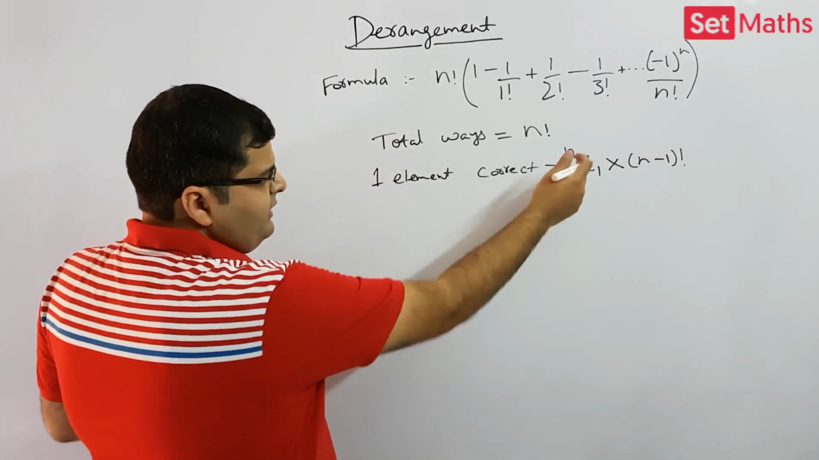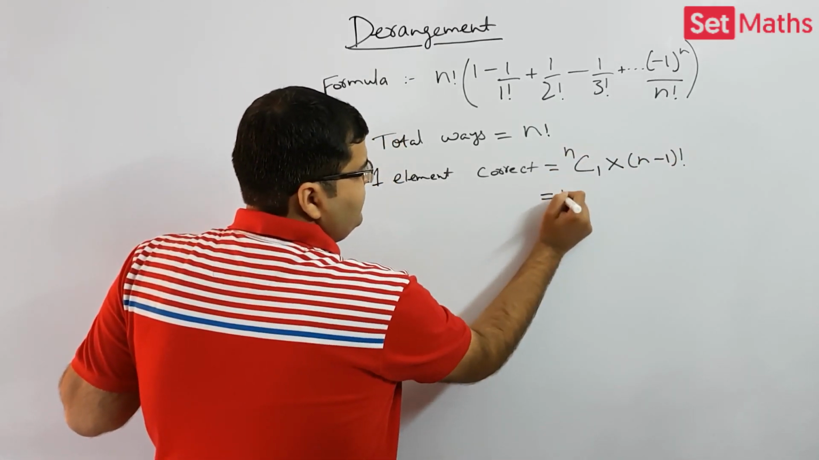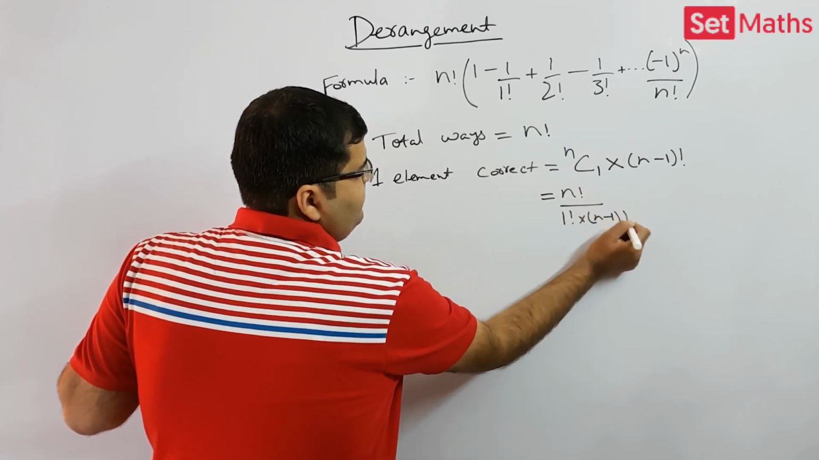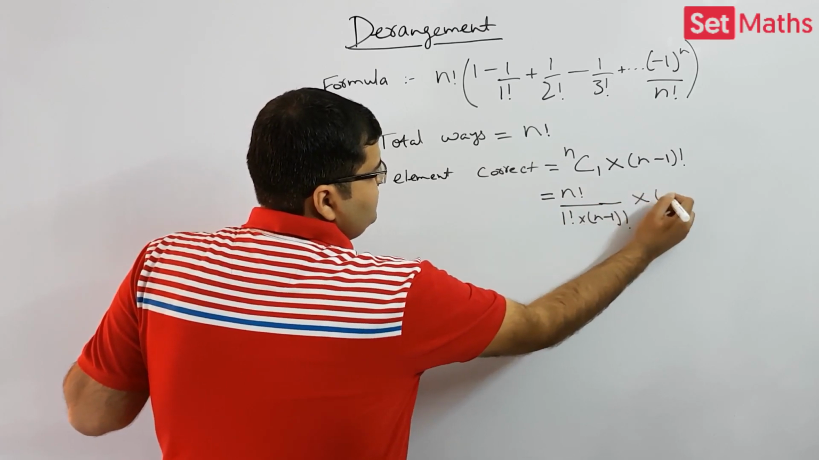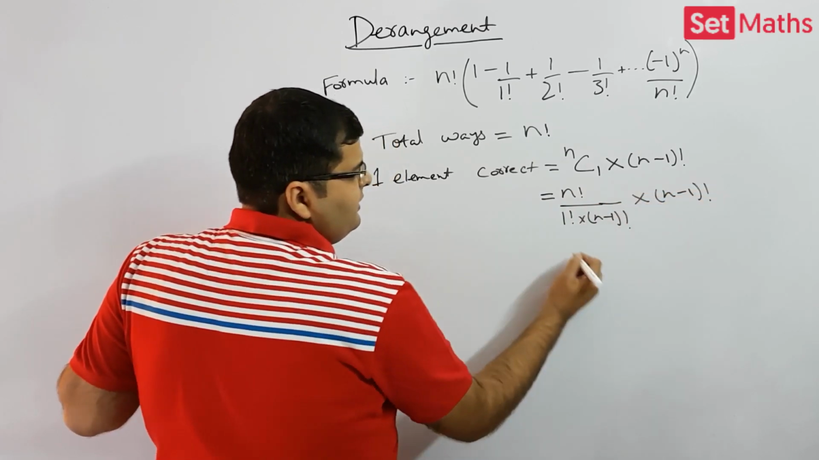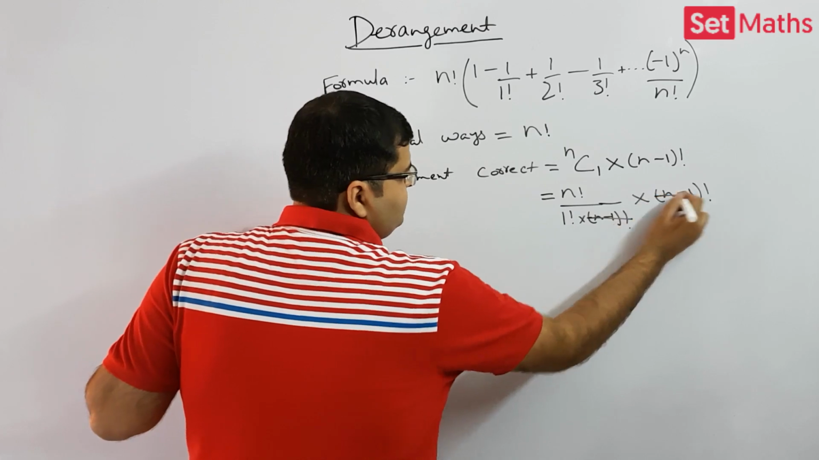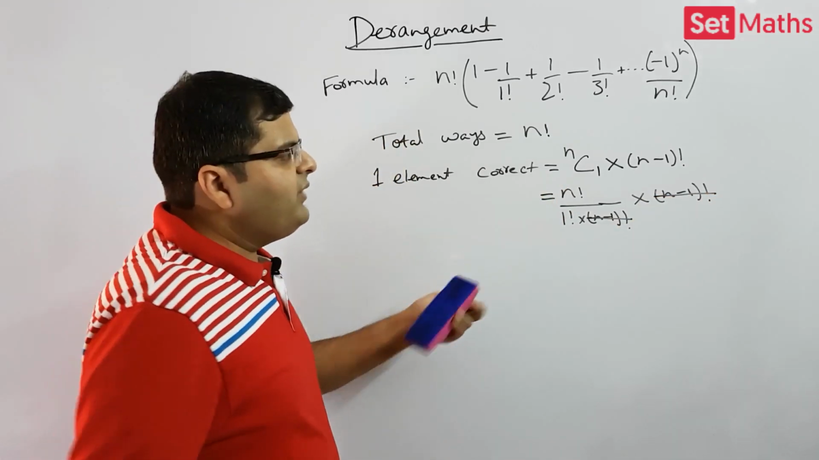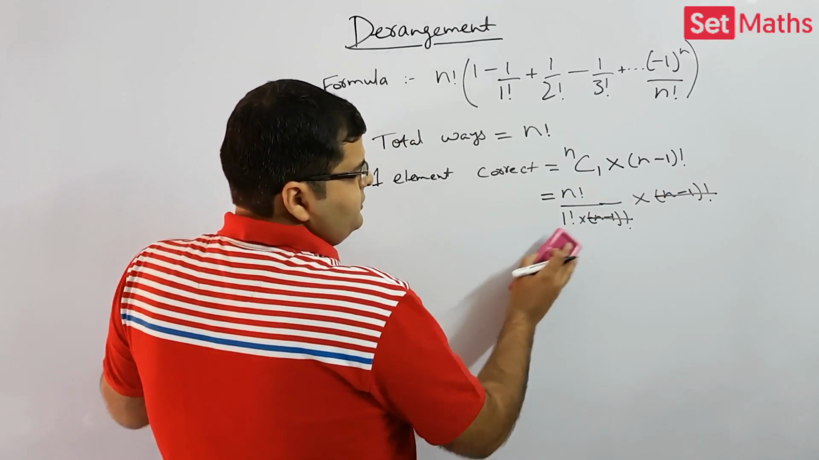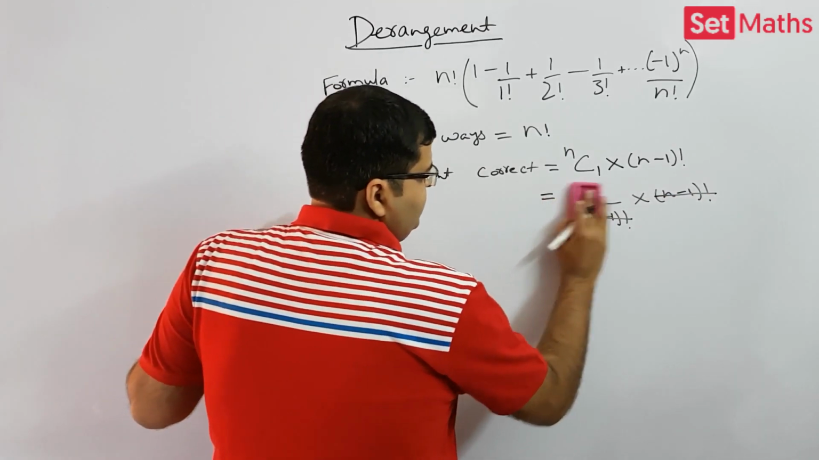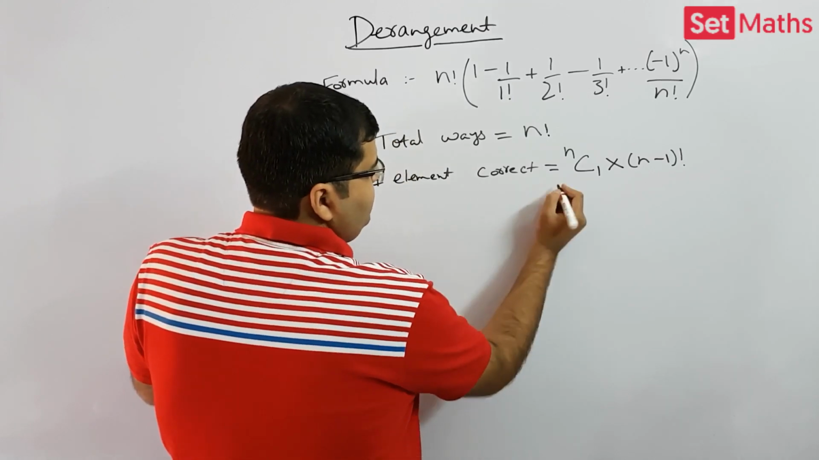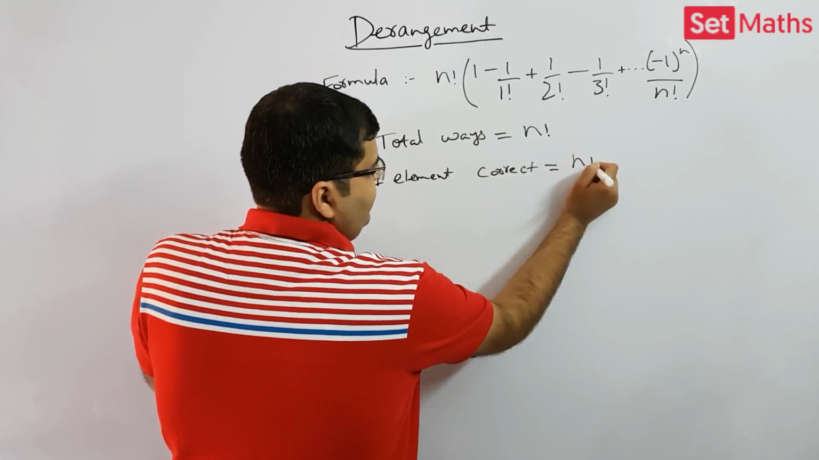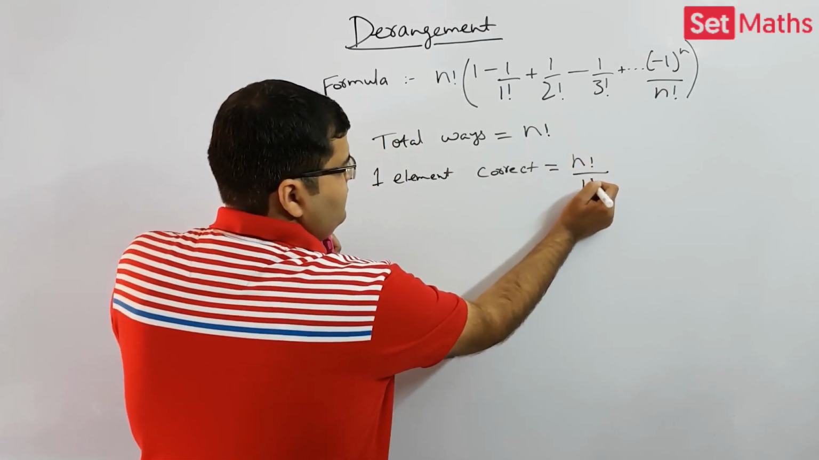If I apply the formula of nC1, it becomes n factorial upon 1 factorial into n minus 1 factorial. Now this whole thing is multiplied by n minus 1 factorial. The n minus 1 factorial cancels, so I am left with just n factorial upon 1 factorial.